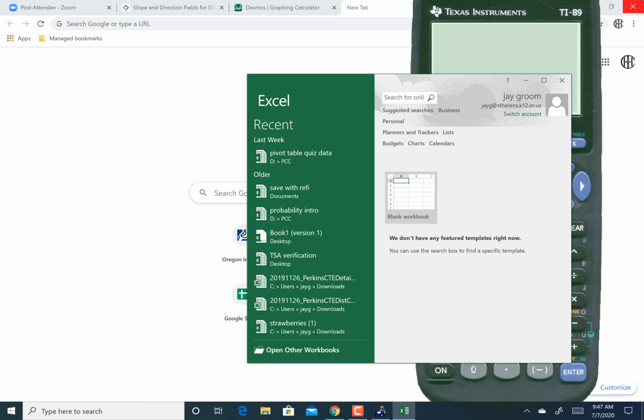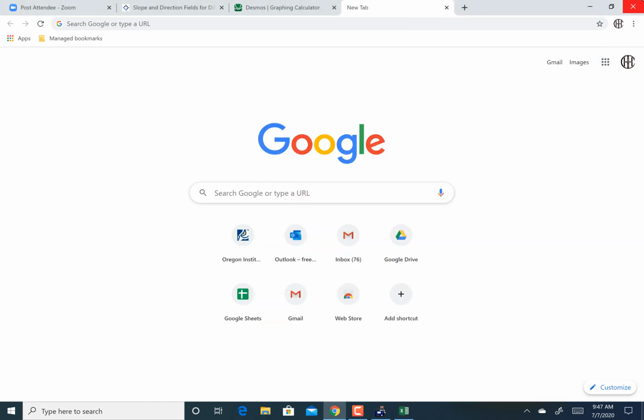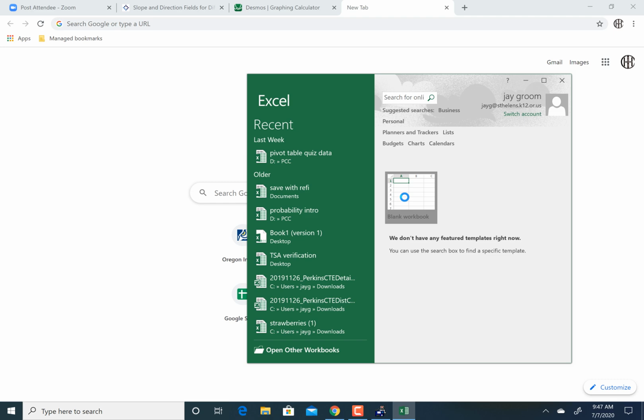And my keyboard doesn't want to work. Why don't you want to work, you hunk of crap? Okay, now you want to work. All right, there you go.